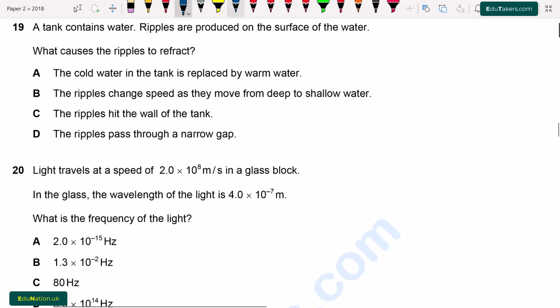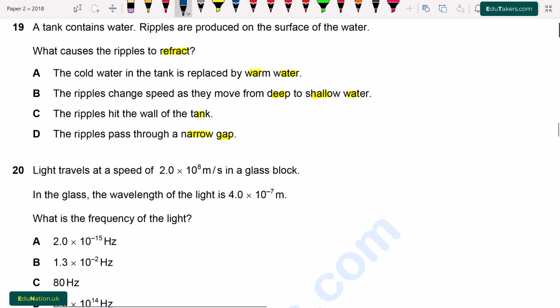Question number 19. A tank contains water. Ripples are produced on the surface of the water. Which causes the ripple to refract? Option A, the cold water in the tank is replaced by warm water. B, the ripples change speed as they move from the deep to the shallow water. C, the ripple hits the wall of the tank. D, the ripples pass through a narrow gap.